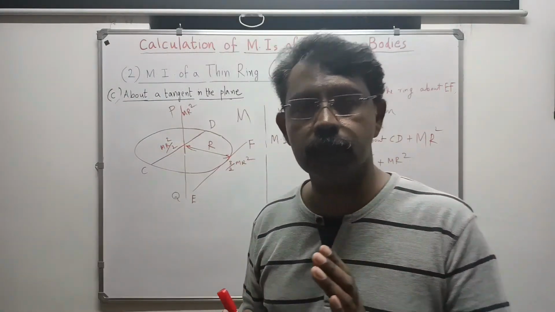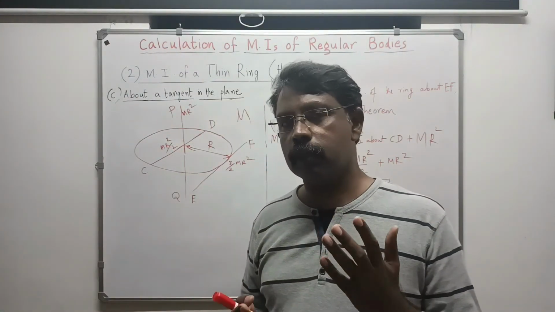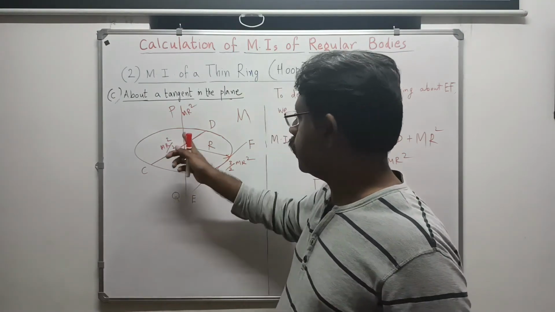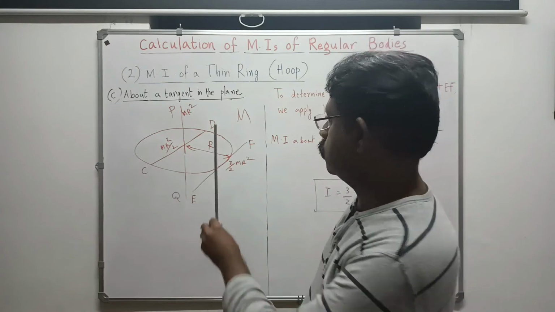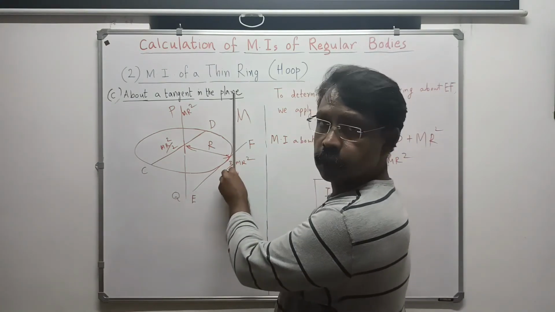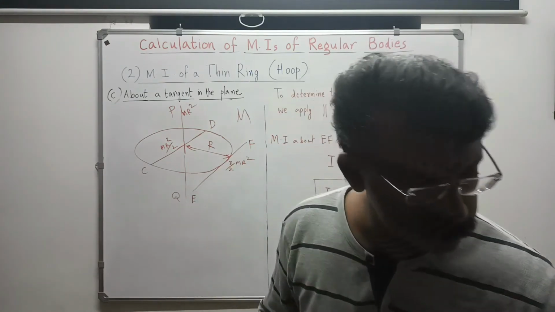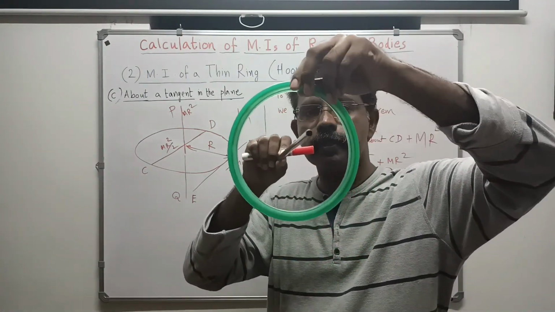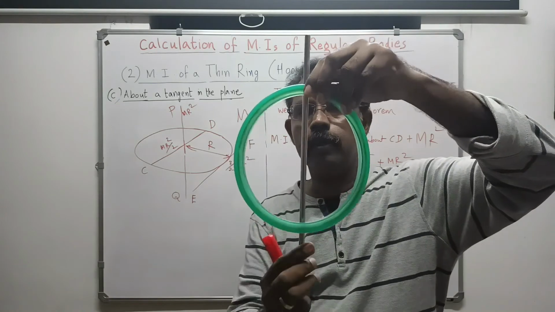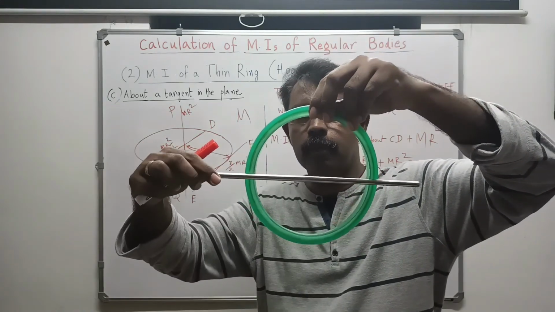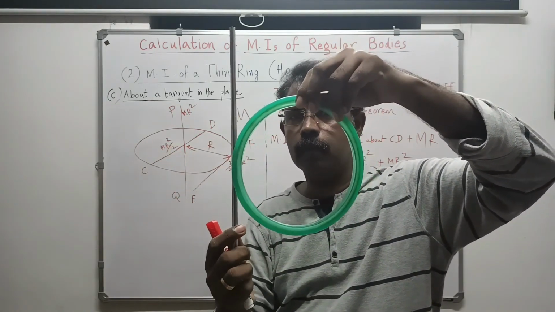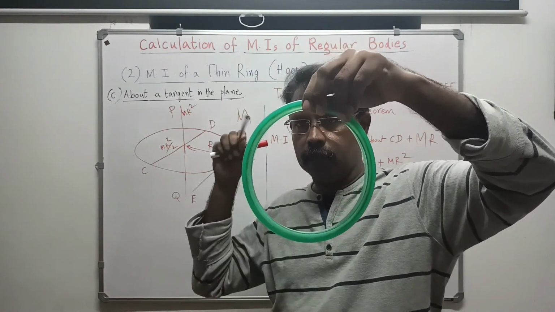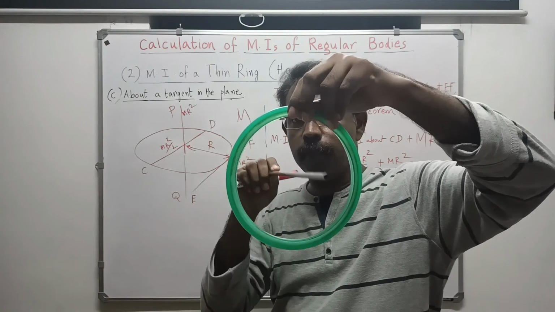Now, that is not in the syllabus, but we can consider another axis. Suppose we have an axis like this. Then how will you find out? We have taken this axis earlier. The first case was this axis, then we considered this one, then this one, and now we consider this one. From this, you can find out this, because these are two parallel axes.